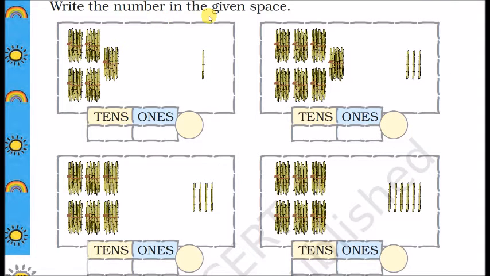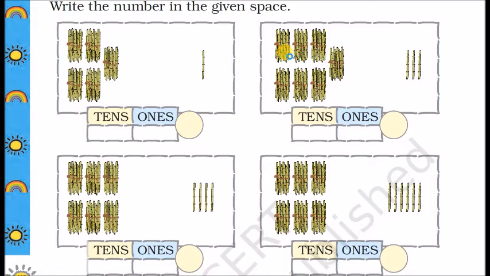Write the number in the given space. यहाँ पे नंबर लिखना है 1, 2, 3, 4 and 5. 5 tens are here. Write 5. And how many ones? 1. So write 1. How many is it? 5 and 1, 51.